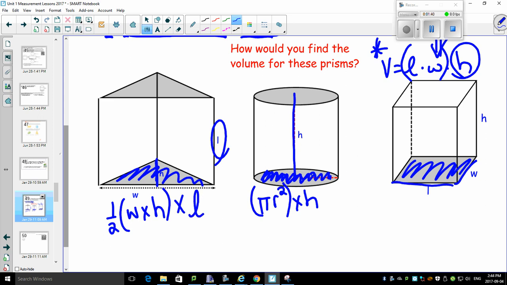So whatever the shape, there's the area of the base times the height. Every single time that works just beautifully.